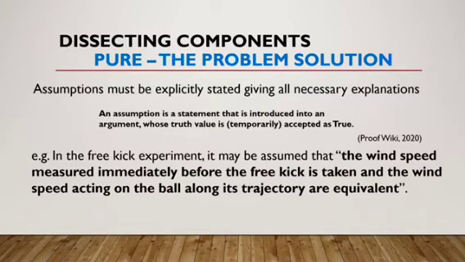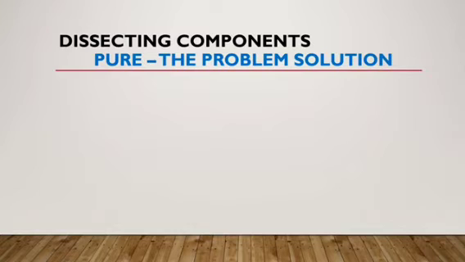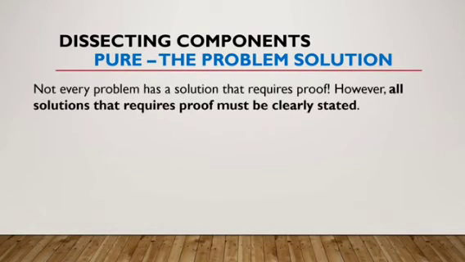For example, in the free kick experiment, it may be assumed that the wind speed measured immediately before the free kick is taken and the wind speed acting on the ball along its trajectory are equivalent. After stating the assumption, any mathematical proof that is needed must be clearly done. Keep in mind that not every mathematical solution requires a proof. However, when a proof is required, it must be clearly stated.